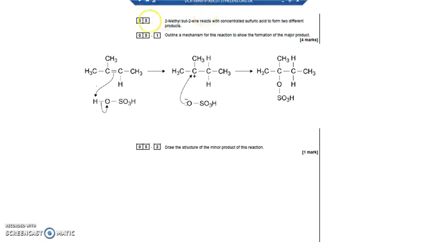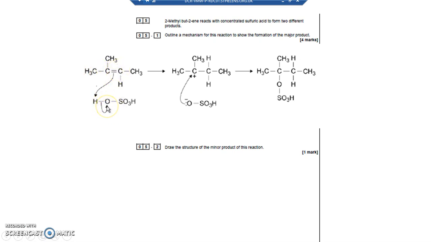2-methylbutene reacts with concentrated sulfuric acid. Butene, 2-methylbutene: 1 carbon, 2 carbons, 3 carbons, 4 carbons. So it's got 4 in a line. It's got a methyl group at carbon number 2, so this is carbon number 1, this is carbon number 2, and there's the methyl group. And it's but-2-ene, 4 carbons in a line with a carbon-to-carbon double bond at carbon number 2. 1, 2, and there's the double bond.